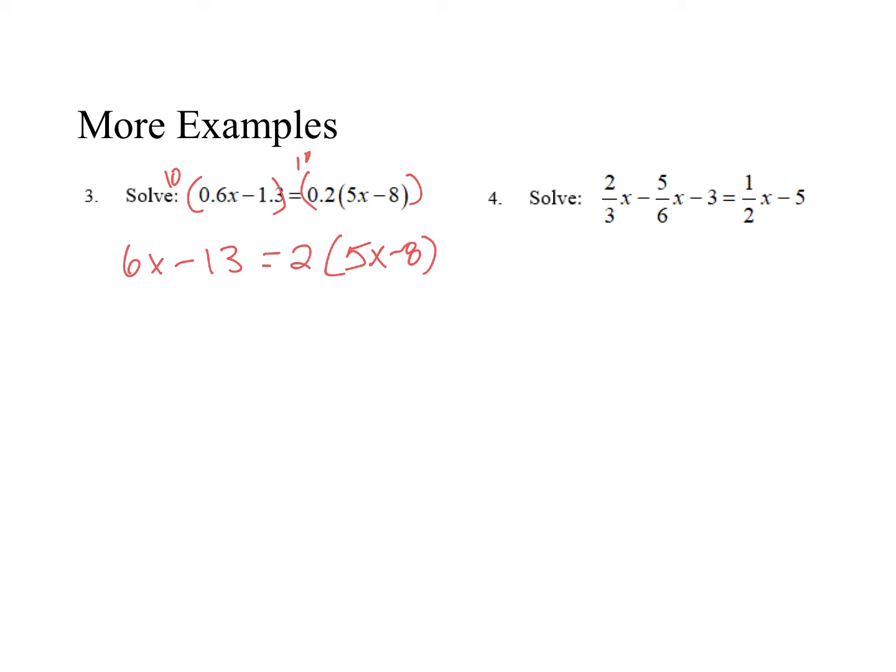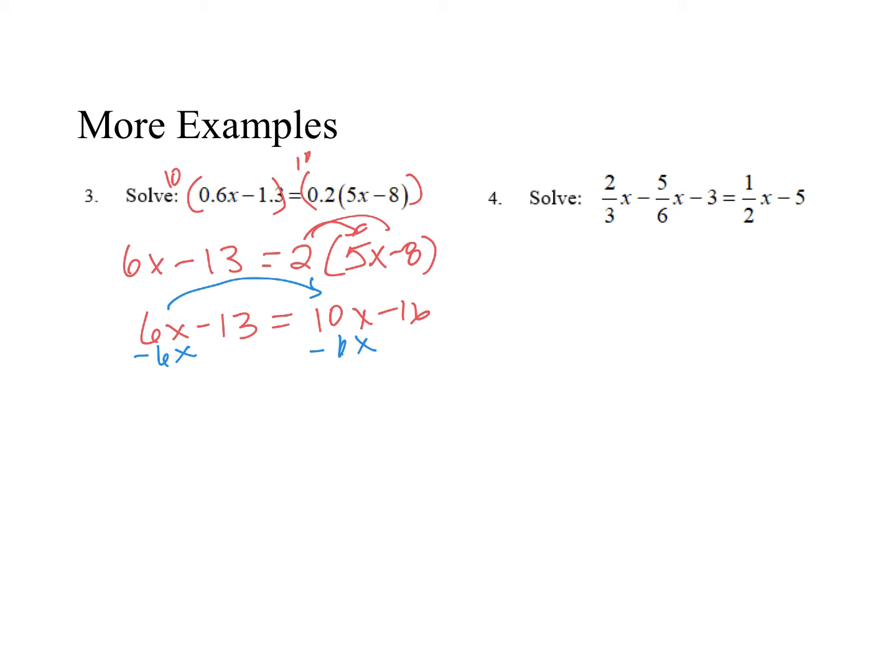Now it's just an equation like every other equation, and I am going to distribute the 2. That gives me 6x minus 13 equals 10x minus 16. Then I'm going to start moving my terms. I'm going to move the 6x to the right, because I like my x's to stay positive. You don't have to, but that's what I choose to do.